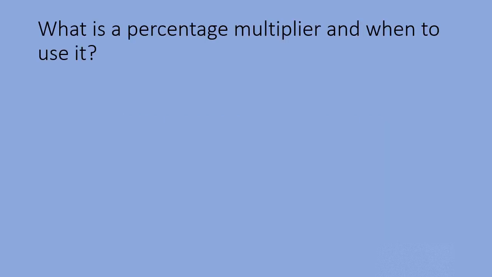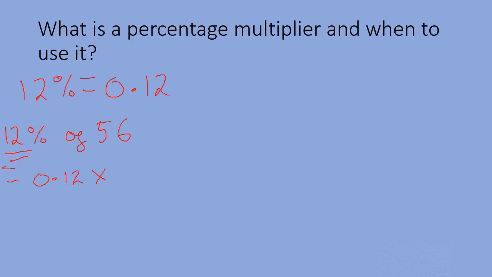So what is a percentage multiplier and when do we use it? A percentage multiplier is a decimal number that is equivalent to a percentage. For example, 12% as a decimal would be 0.12. We would need it as a multiplier if we had a question that said 12% of 56. We would convert the percentage to 0.12 as a decimal, and then multiply by 56, and that would give us 12% of 56.